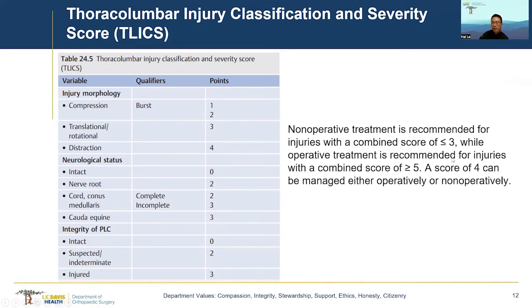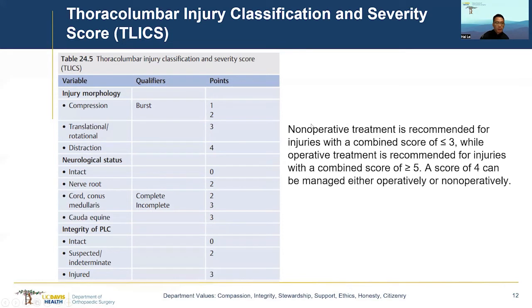And then the numbers to remember is that anything above or equal to 5, the general recommendation is to do surgery. Anything less than or equal to 3, the general recommendation is to treat the patient non-operatively. And then a score of 4 really can be either managed operatively or non-operatively.